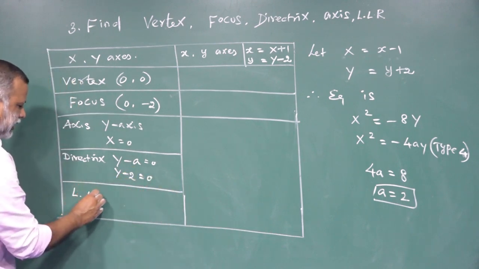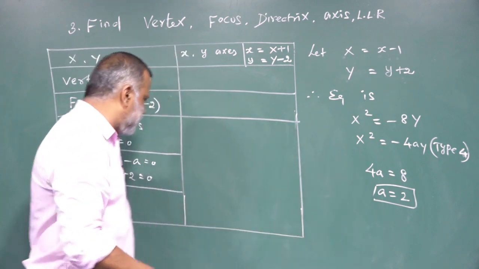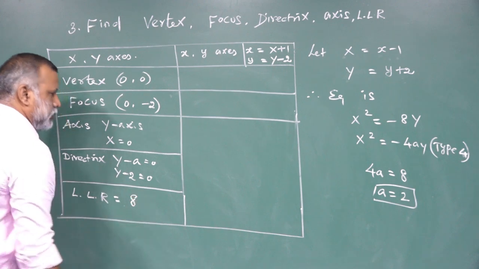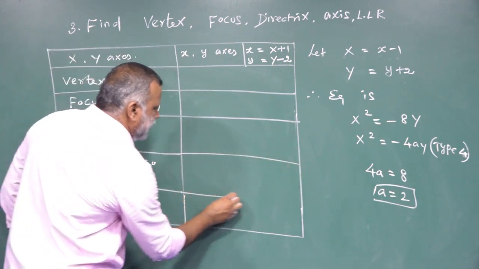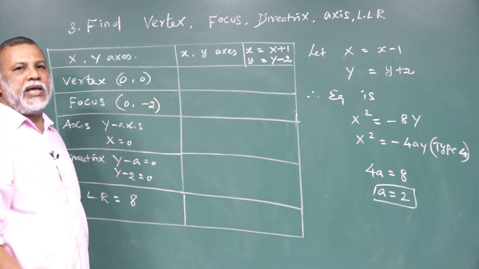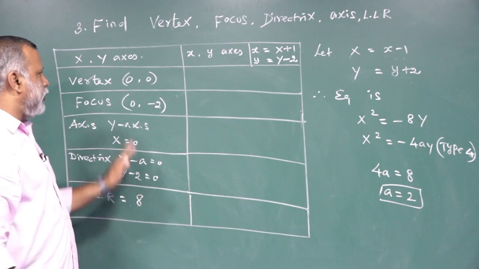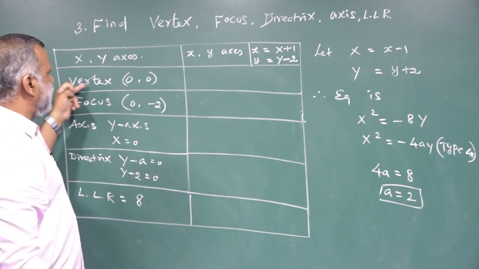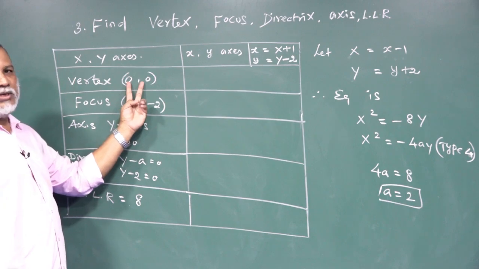See, the length of the latus rectum is 4a. That is 4 into a, which is 2. So your work is, you have to try and fill this column. See, 90% of the work is completed. Now you have to convert the vertex for type number 4. This vertex is 0, 0.